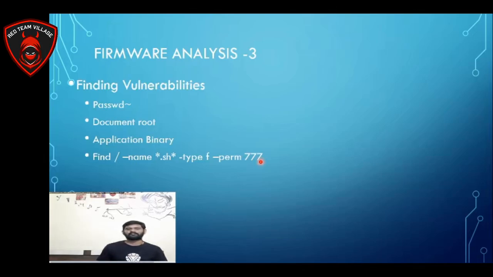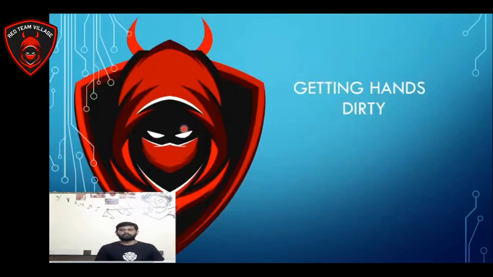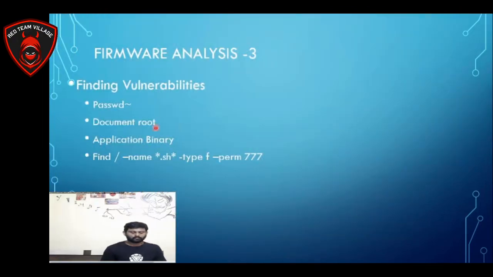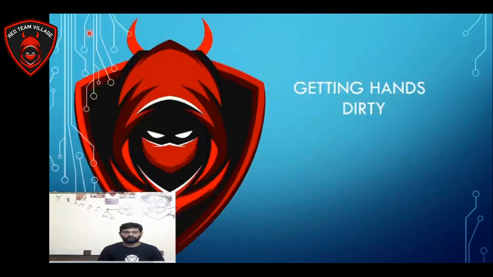You can look for email addresses. We are taking this in a little deeper manner in tomorrow's training. So these are the crucial parts of firmware you should look for. Now, in the document root, you may end up doing a complete source code review of the web application. And in the application binary itself, you can also review the source code to see how a command is executed from the web interface.